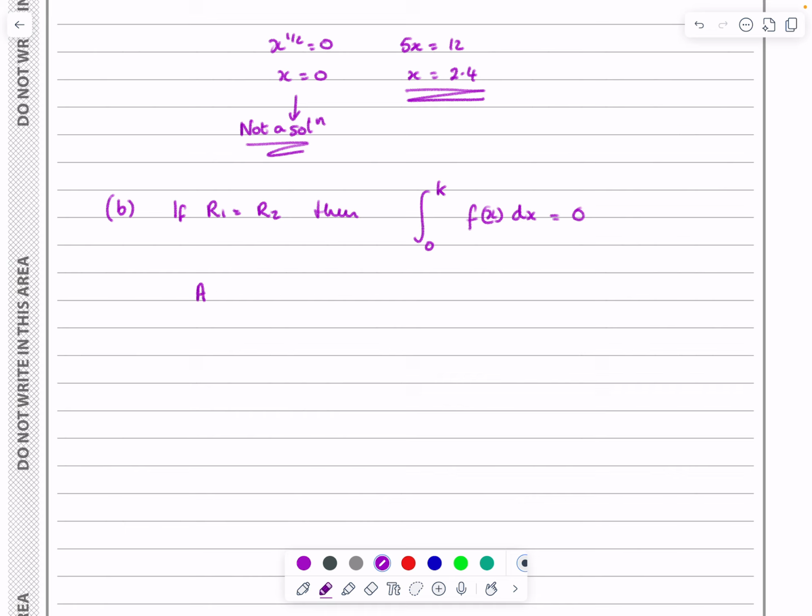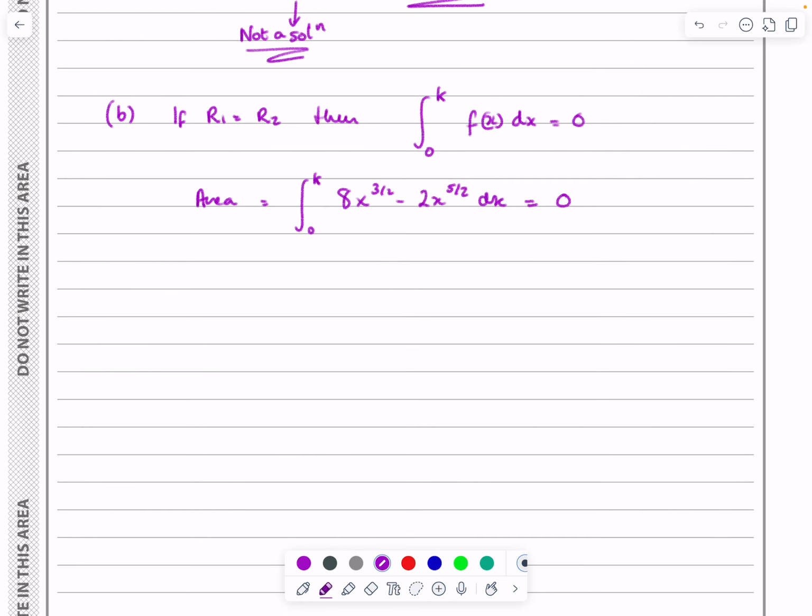So the area, which equals the integral between 0 and k of, let's do it with the multiplied out version, 8x to the 3 over 2 minus 2x to the 5 over 2, is going to work out to be equal to 0. So just do a little bit of work in actually doing that. Integrating, add 1 onto the power, divide by the new power. I'll do it slowly. So divide by the new power, minus exactly the same thing again. Add 1 onto the power, makes 7 over 2. Divide by the new power, so divided by 7 over 2.